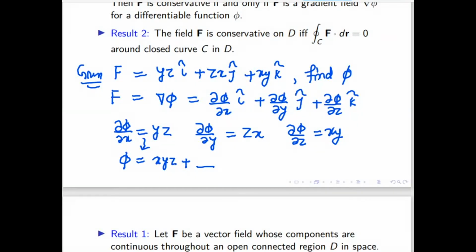If F is a conservative field, that means F will definitely satisfy this relation, and I'm trying to find phi. So I did del phi is this one. Compare both F and this, you will get this. And then differentiation of this. Can I take this as a constant, as a 7?